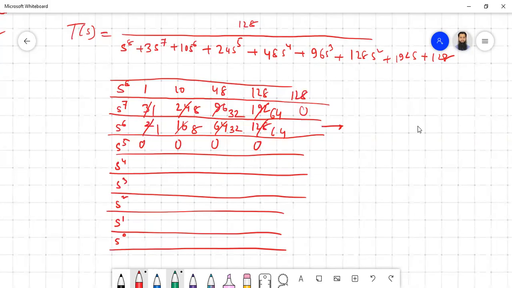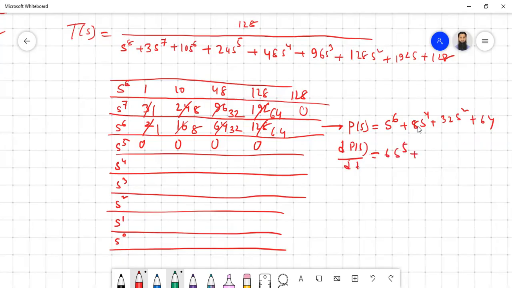So basically here we have to form the auxiliary polynomial. Sometimes it is also called the auxiliary polynomial or even polynomial. P of s equal to s to the power 6 plus 8 s to the power 4 plus 32 s squared plus 64. So now dP/ds equal to 6 s to the power 5 plus 32 s cubed plus 64 s plus 0. So now 6, sorry.